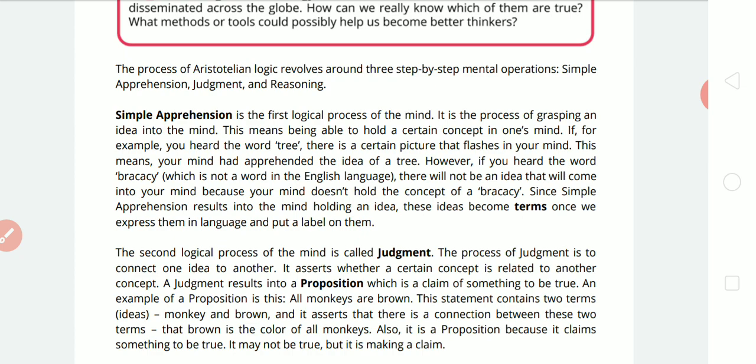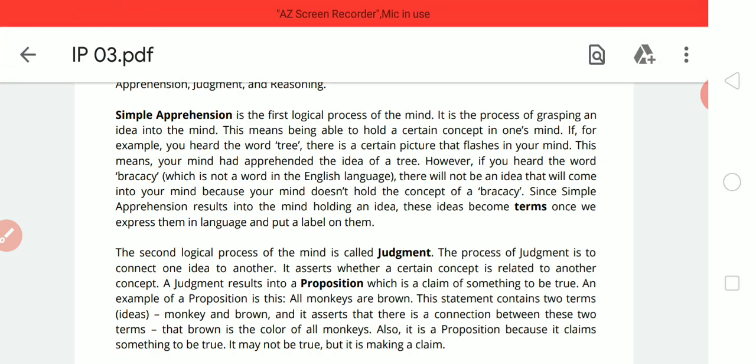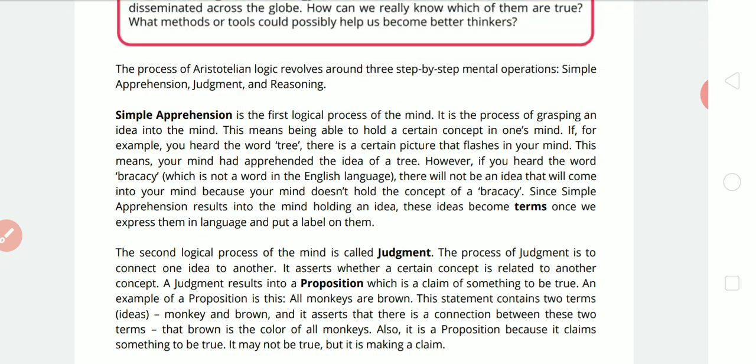Judgment, the day of judgment. Now the process of judgment is to connect one idea to another. It asserts whether a certain concept is related to another concept. A judgment results in a proposition, which is a claim of something to be true. So judgment, class, is actually connecting one statement or one idea with other ideas also.